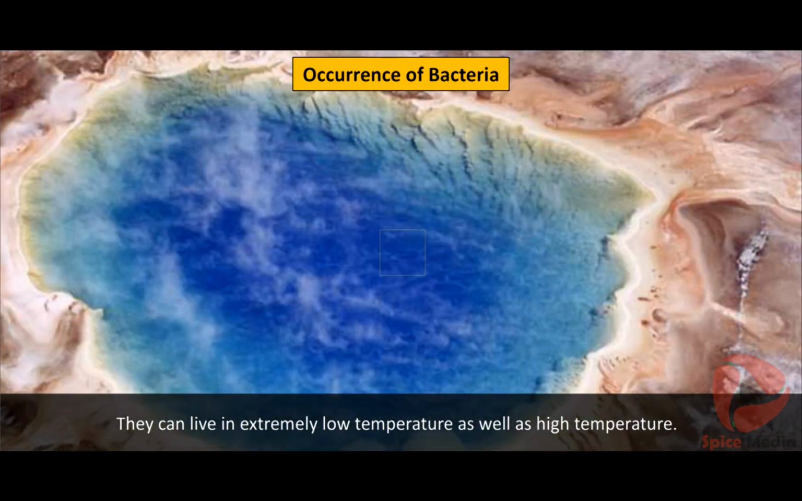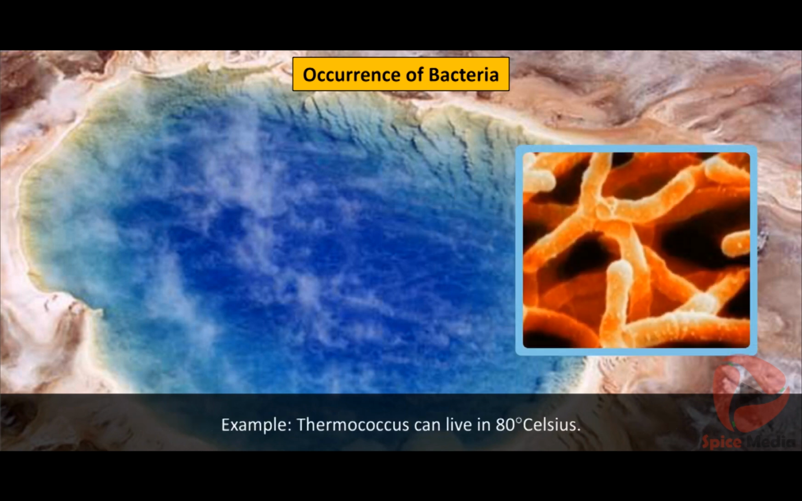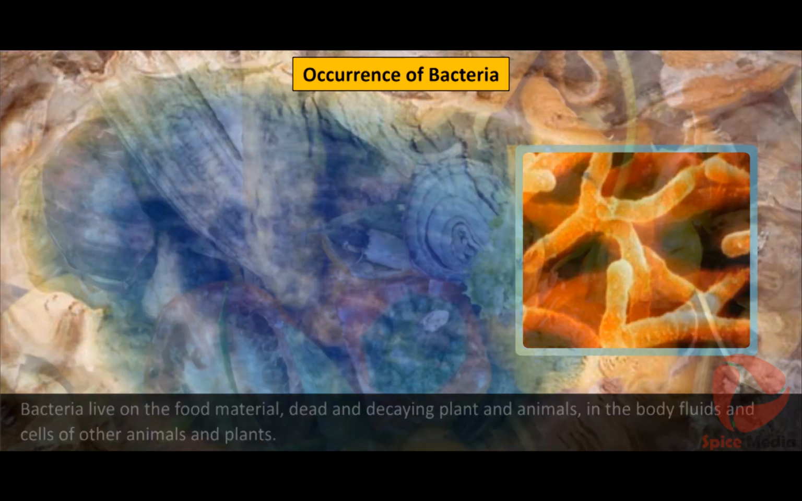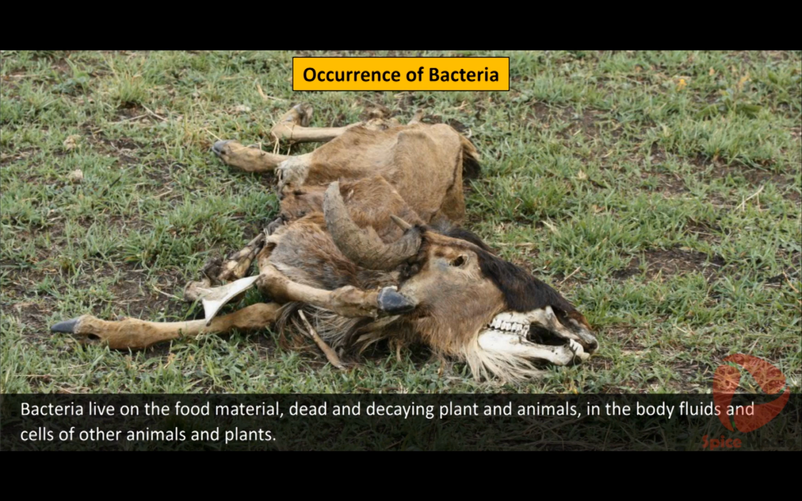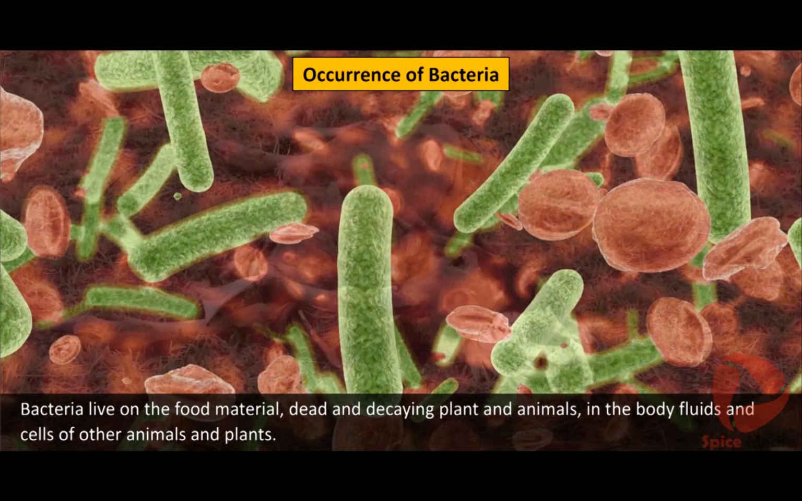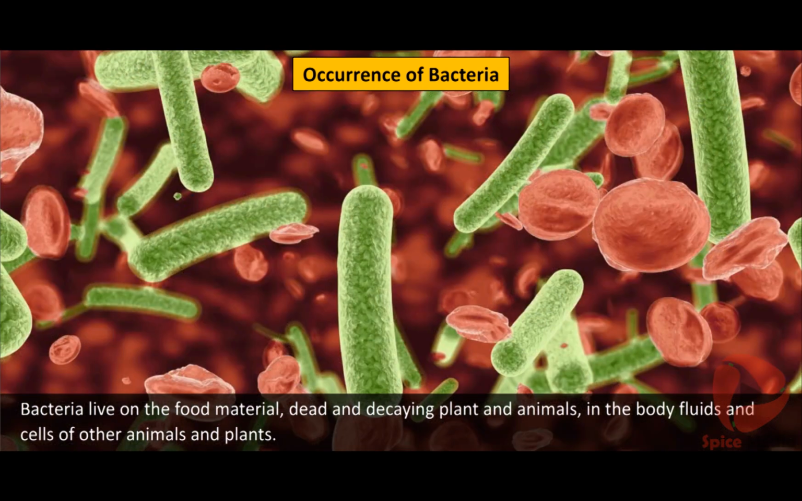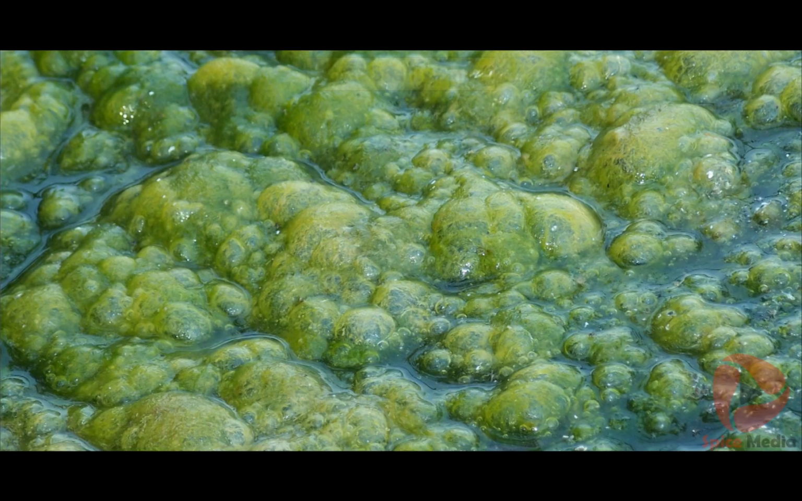For example, some bacteria, like Thermococcus, can live in hot water lakes and springs where the temperature is 80 degrees Celsius. Bacteria live on the food materials present in their surroundings, such as dead and decaying plants and animals, in the body fluids and cells of other animals and plants.